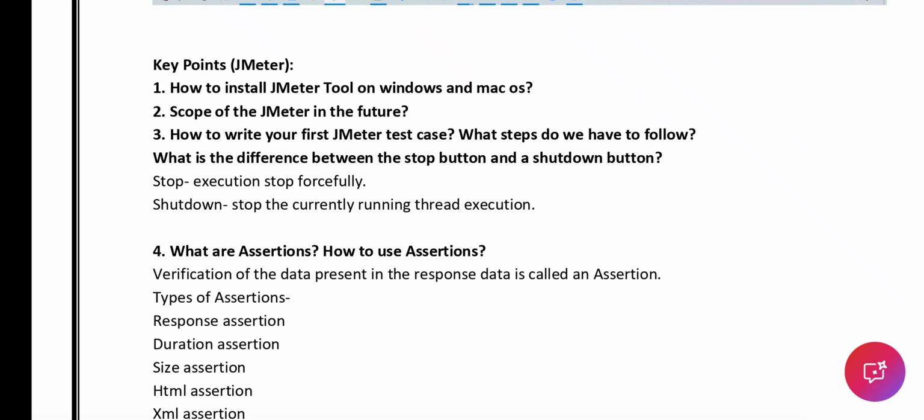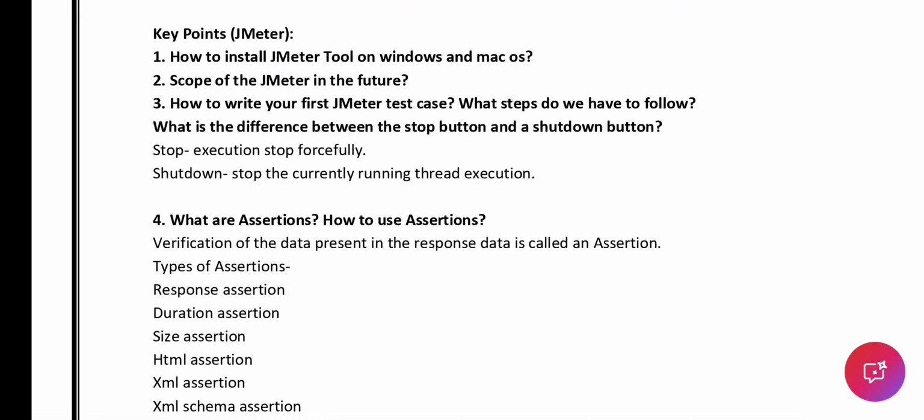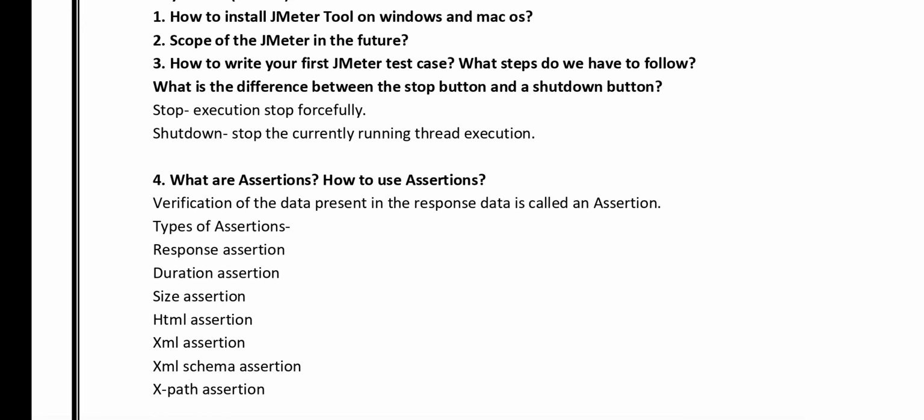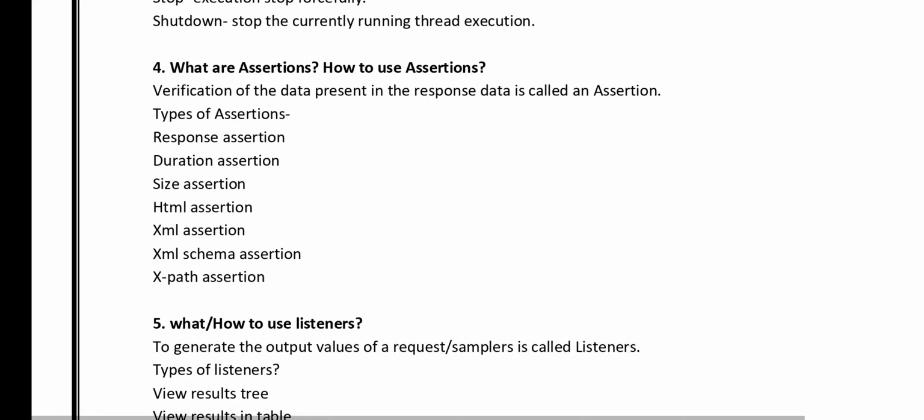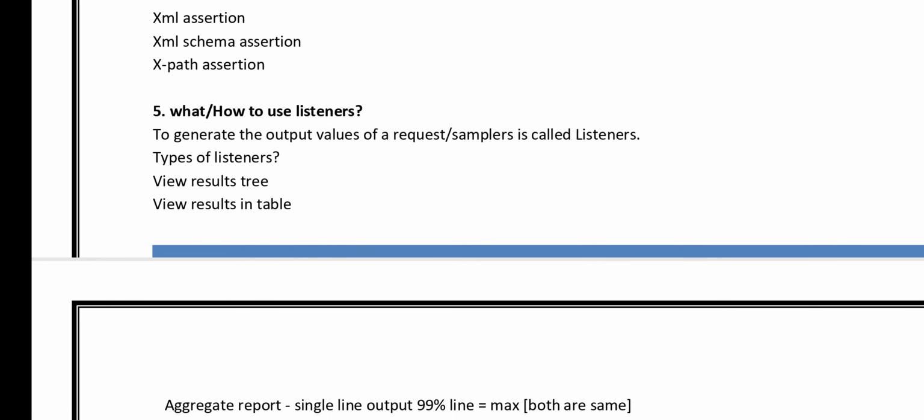Sorry, let's discuss the key points. How to install the JMeter tool on Windows and Mac OS. What's the scope of JMeter in the future? How to write your first JMeter test case, and what steps do we have to follow? What's the difference between the stop button and the shutdown button? What are assertions and how to use assertions?